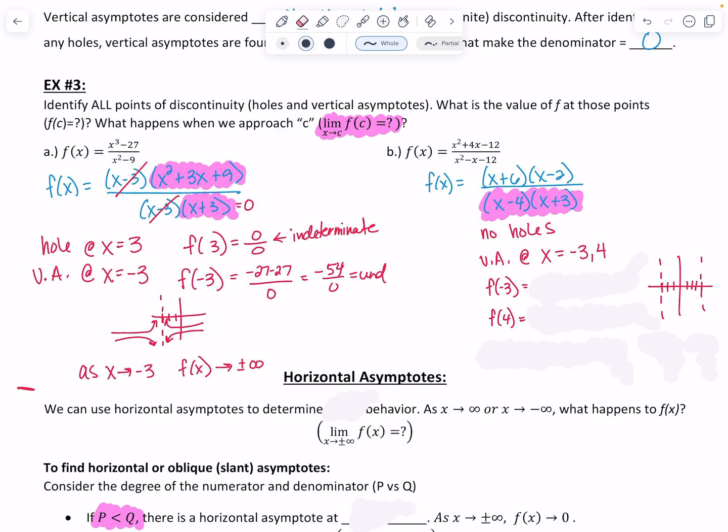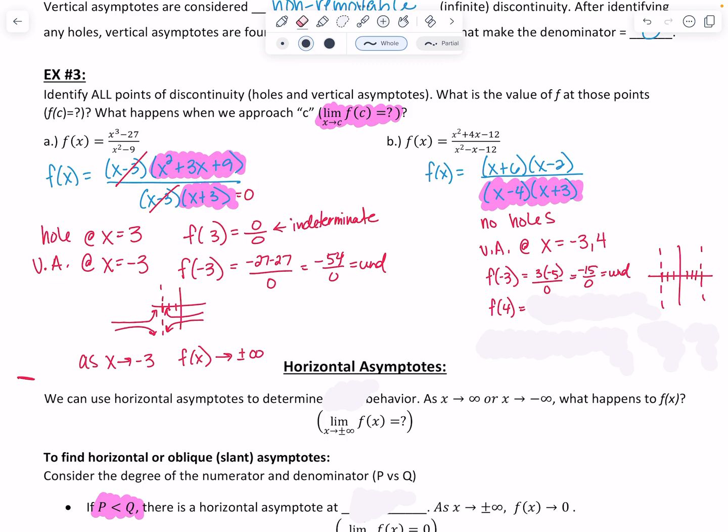We have vertical asymptotes. If I plugged in -3, I ended up getting a -15 over 0, which is undefined. That's what symbolizes that we have a vertical asymptote there instead of a hole. If I plug in a 4 to f, I ended up getting 20 over 0, again undefined, which again symbolizes that we have a vertical asymptote at x equals 4, not a hole. We have non-removable discontinuities.